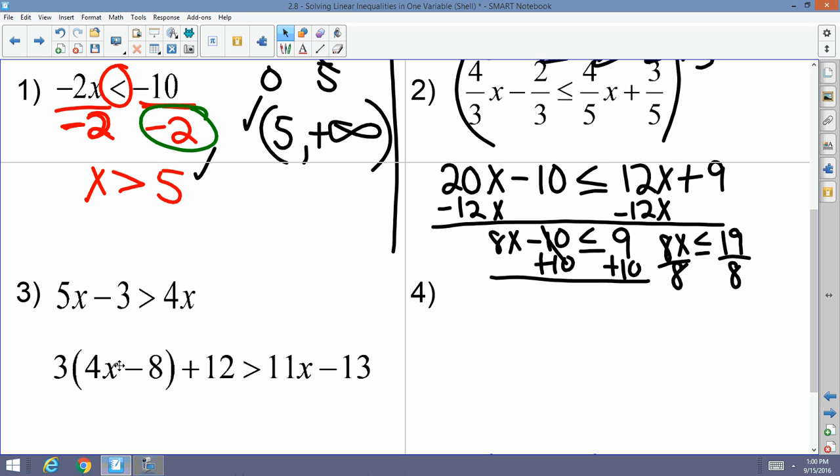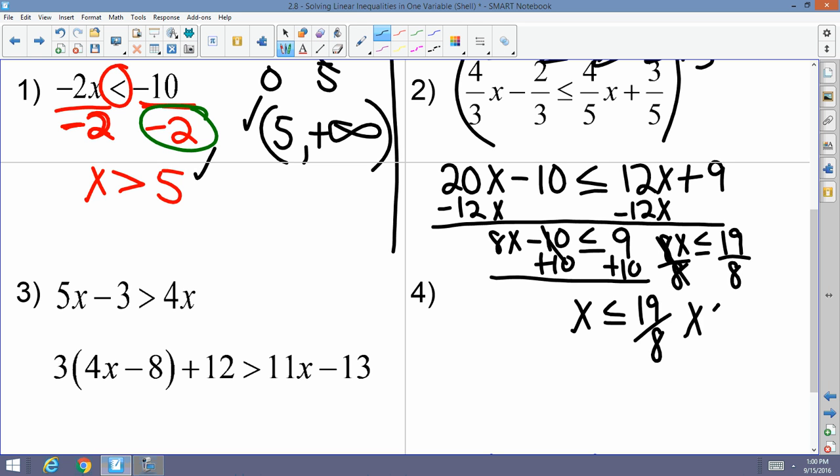I'm dividing by 8. I do not flip the inequality because I did not divide by a negative. So x is less than or equal to 19/8. So x is less than or equal to 2 and 3/8. It's always easier to graph mixed numbers.